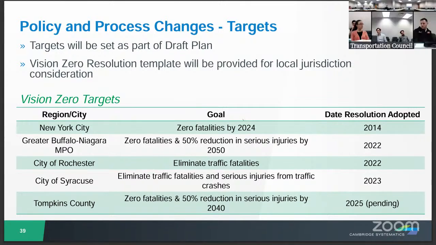City of Syracuse is doing a plan right now. You go to Buffalo Niagara MPO. By having that target, that's how they agreed to go forth and do the plan themselves too. Tompkins County, they're in the midst of a plan.